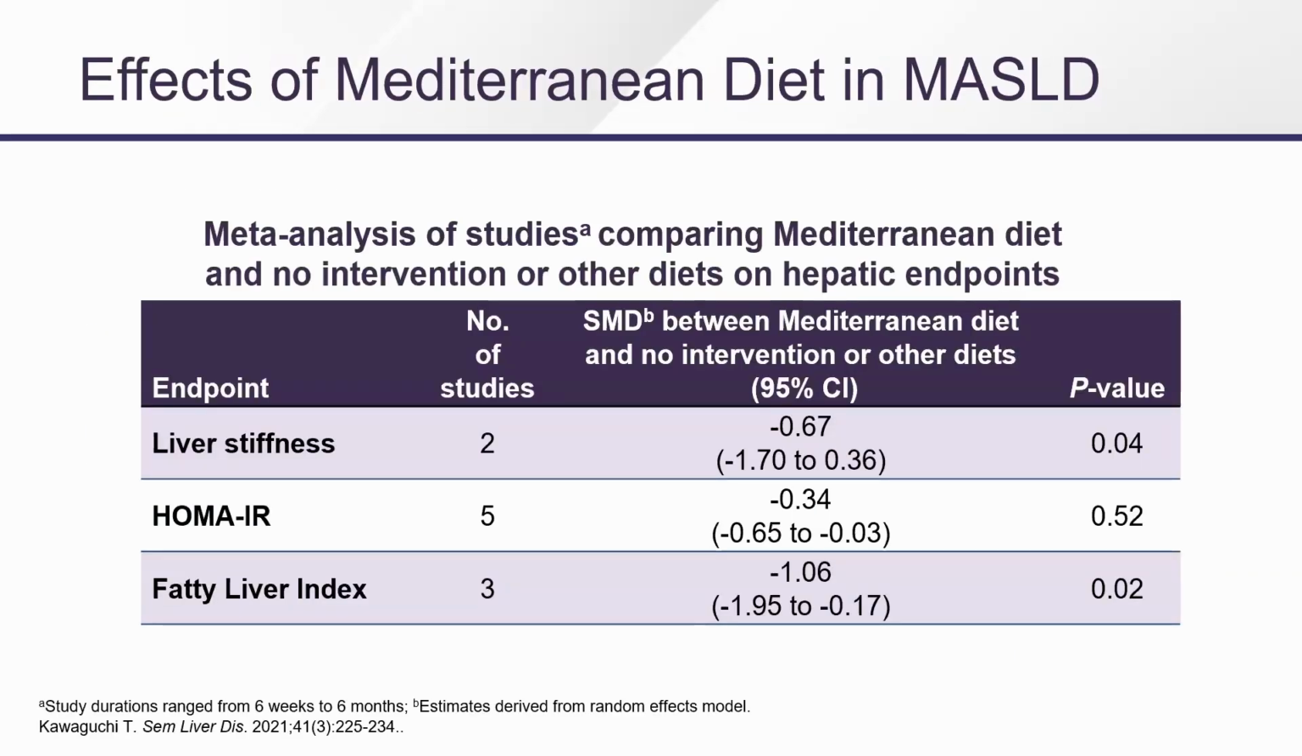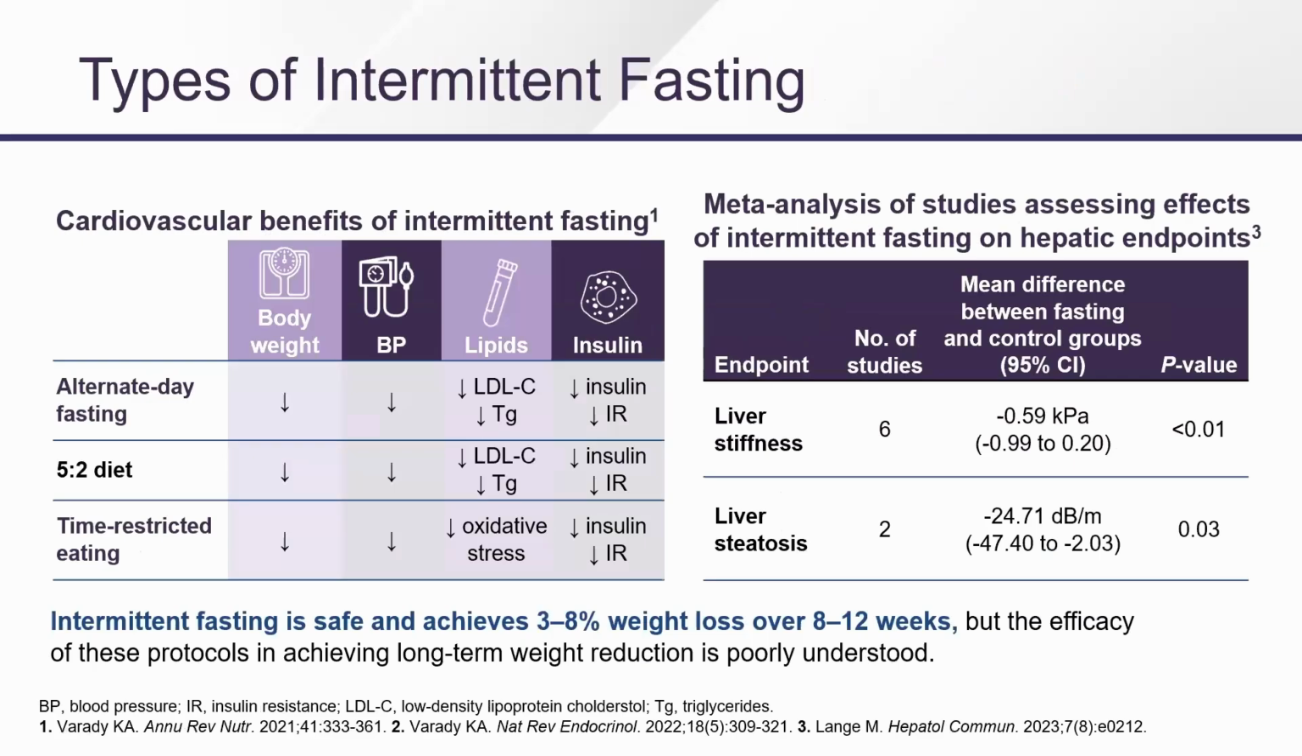So, impacts of the Mediterranean diet. There have been a number of studies showing improved liver stiffness, insulin resistance, and FLI, the fatty liver index. So we do know with a pretty good degree of certainty that the Mediterranean diet is good for steatotic liver disease.